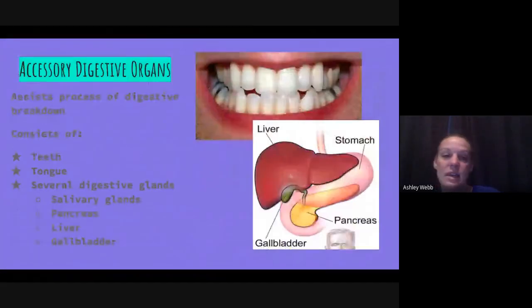Then we have the accessory digestive organs. Again, these just assist the process of digestion. We have the teeth, the tongue, and then several different digestive glands, including the salivary glands, the pancreas, the liver, and the gallbladder.